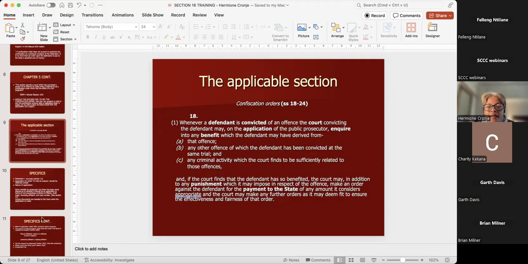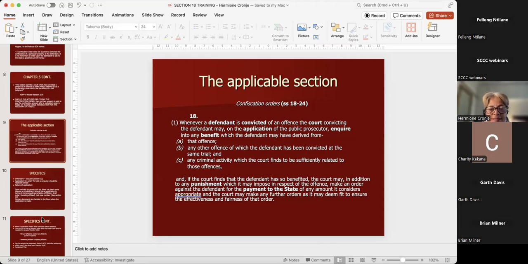So here we are at the applicable section. Confiscation orders are dealt with in Section 18 to 24 of the Prevention of Organized Crime Act. And I think it's worth just pausing here and reading it in full because it's essentially all captured in this section. So it starts with whenever a defendant is convicted.